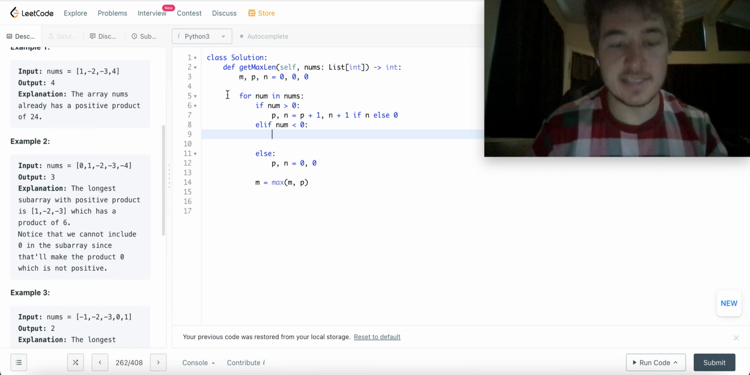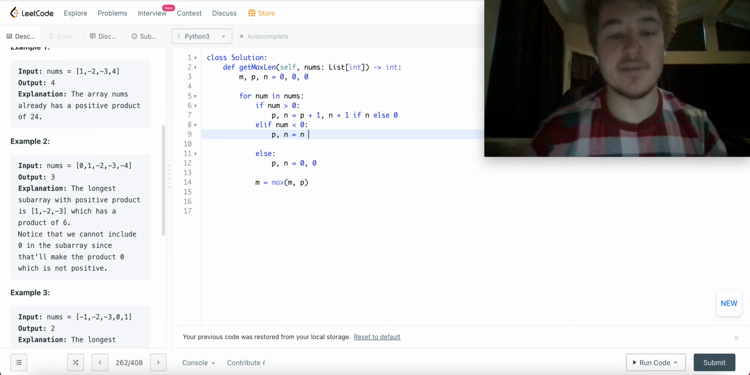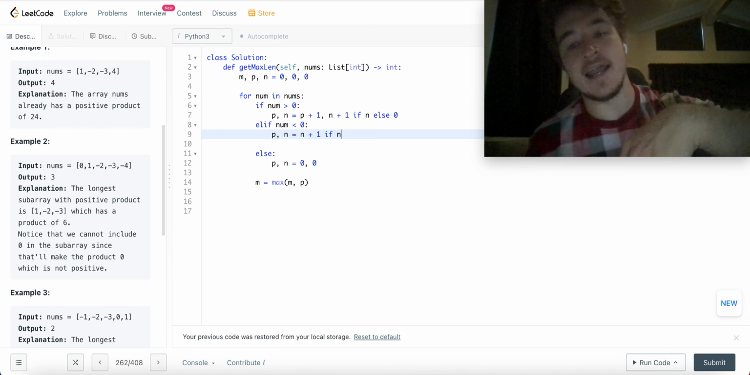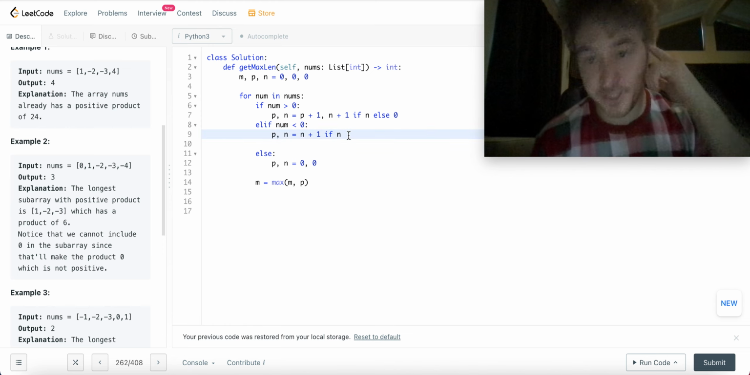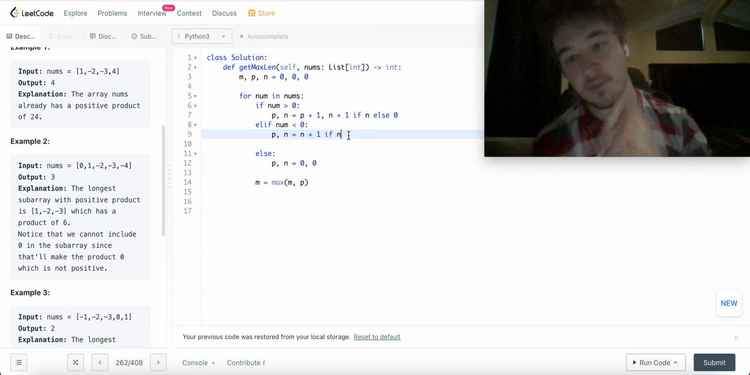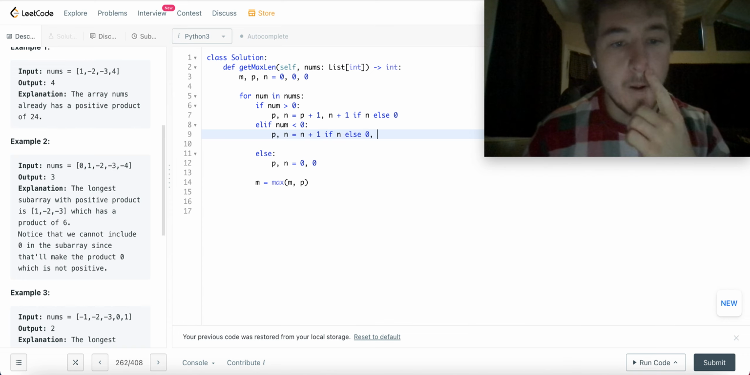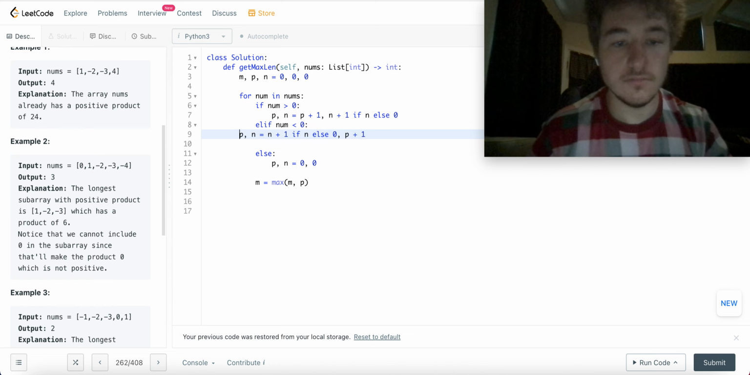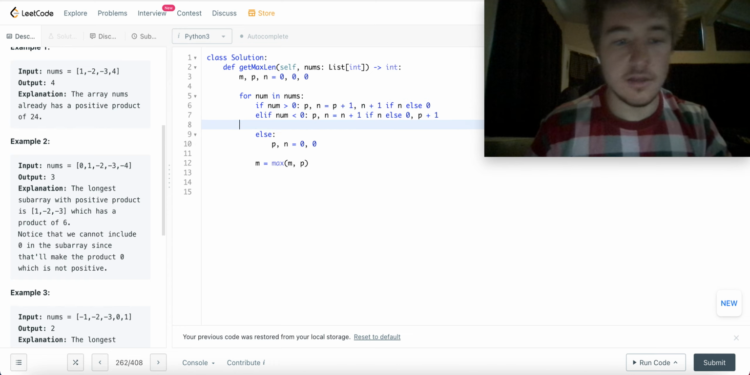Okay, how about if num is less than 0? Our positive becomes negative plus 1 if negative exists, right? Because if there's a negative number, when we multiply in num, which is negative, then it'll become positive, but only if there's a negative sum from the previous index to attach yourself to. And then negative just becomes positive plus 1. And then we can put these on fewer lines here.